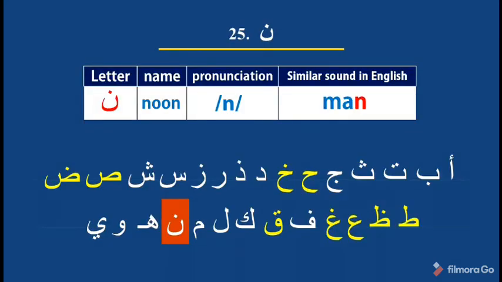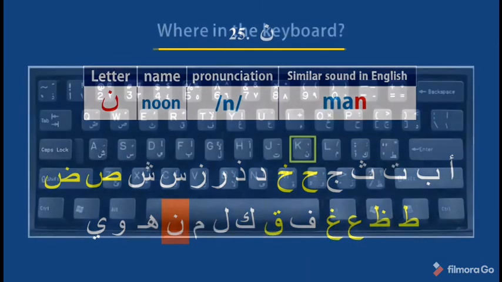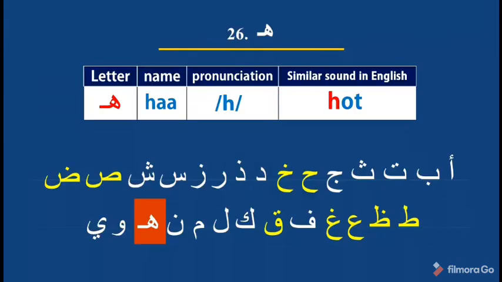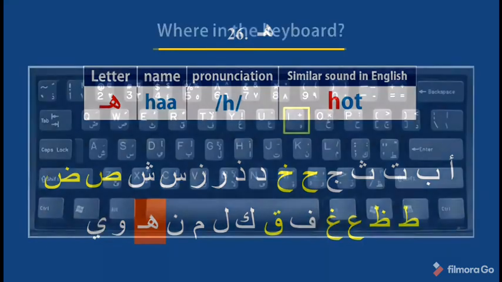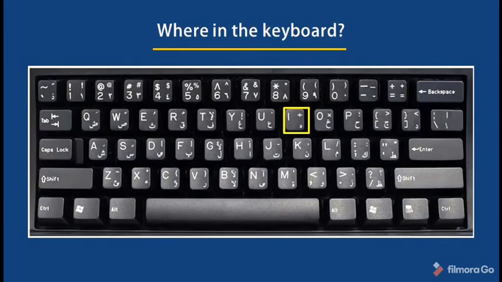Noon has the pronunciation of Ne, just like the Ne in man, and it is placed with the K. Ha has the pronunciation of He, just like the He in heart, and it is found with the I key. Please notice that when you press the Ha key, you will get only a little circle.